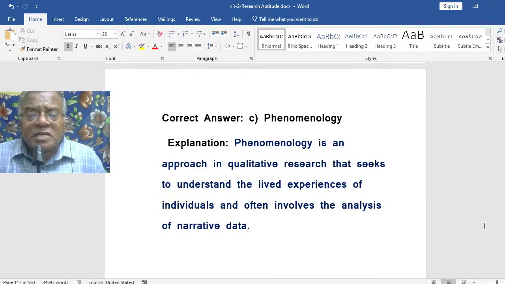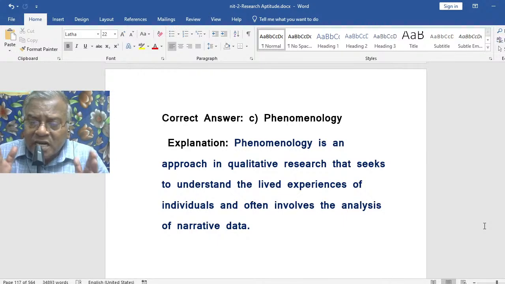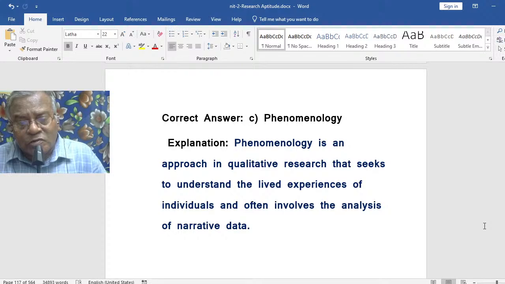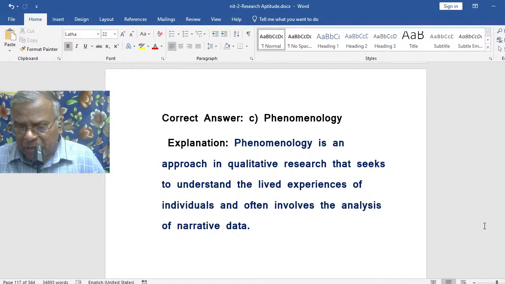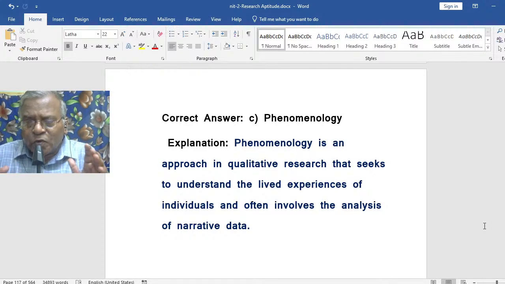So phenomenology is an approach in qualitative research that seeks to understand the lived experiences of individuals and often involves the analysis of narrative data from the coronavirus people. So if you keep this example, you will understand this better. Phenomenology research is that one.